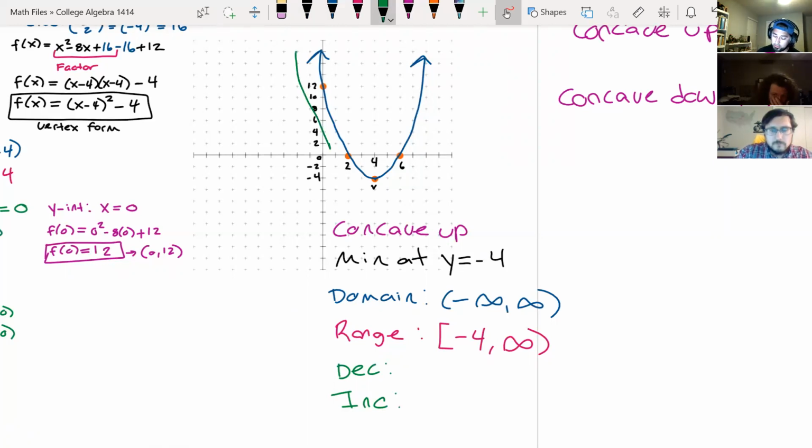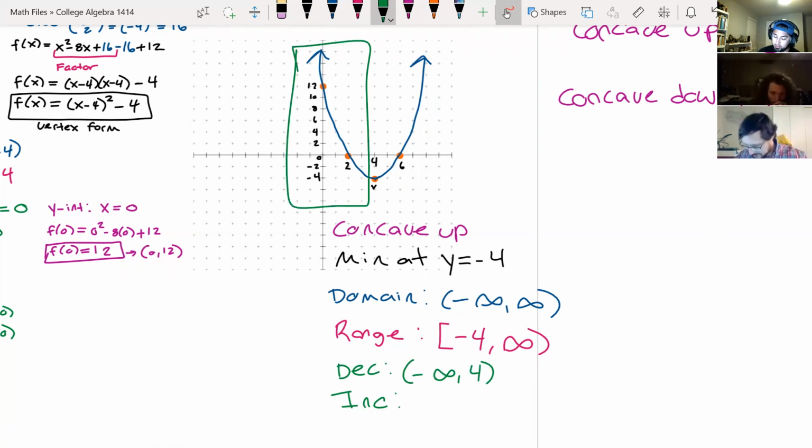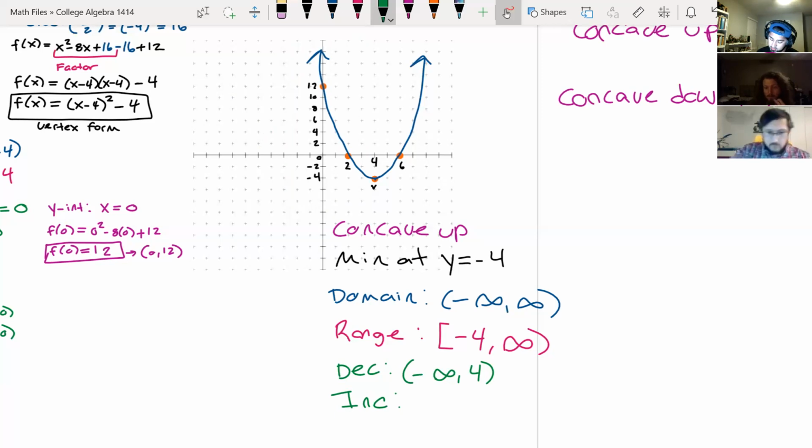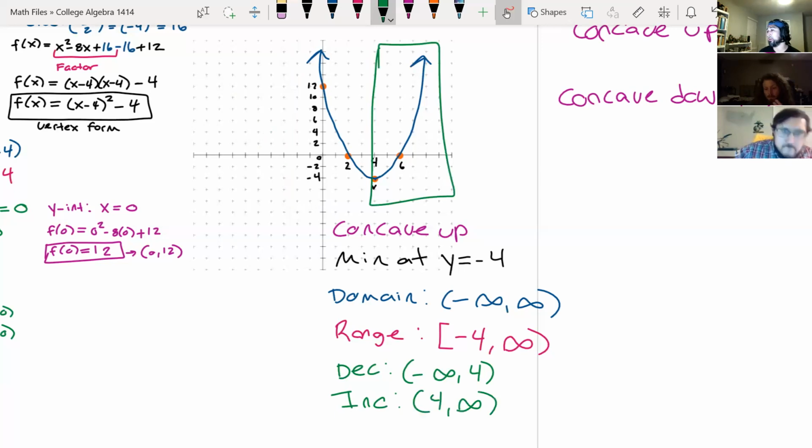So is this graph falling this way when you read it left to right? Yes. So it would be decreasing at anything less than 4. Good. So negative infinity to 4. Everybody good with that? What we're saying is that from here to here, we are decreasing. Which means where would you be increasing at? From 4 to infinity. Oh, it's the opposite. Yeah, that's it. See? Because now you're increasing. 4 to infinity.